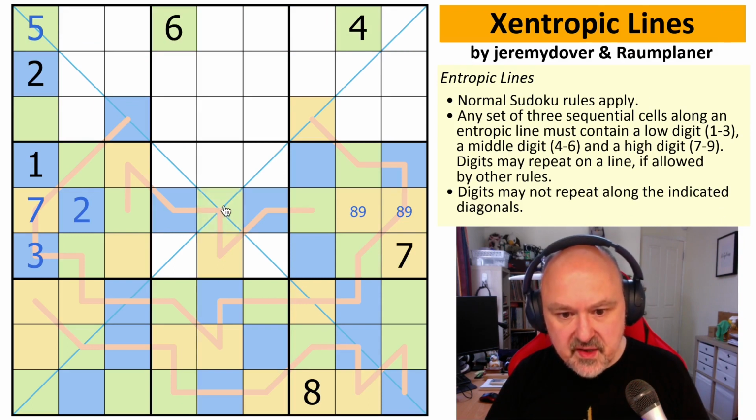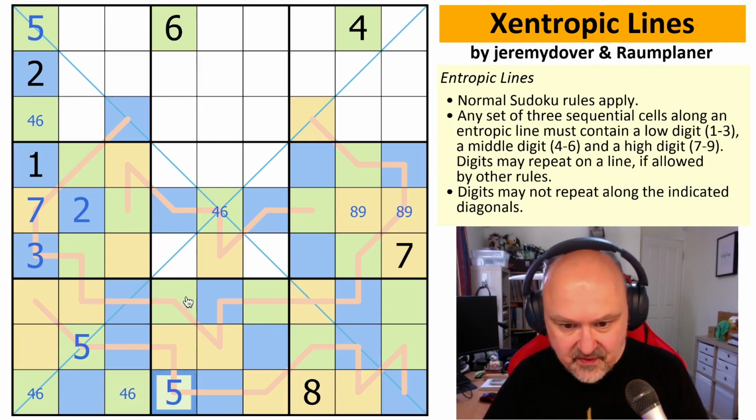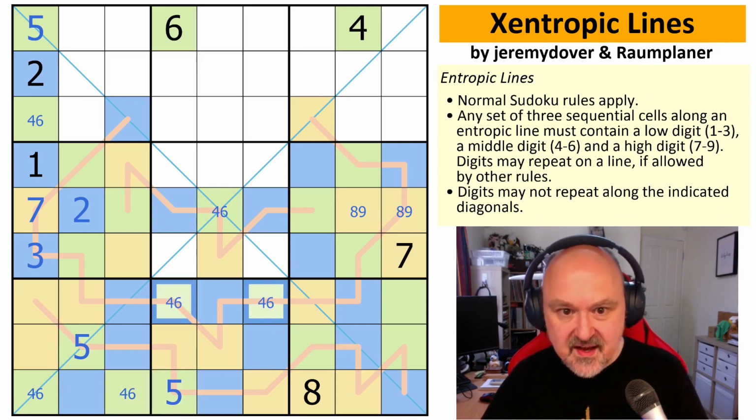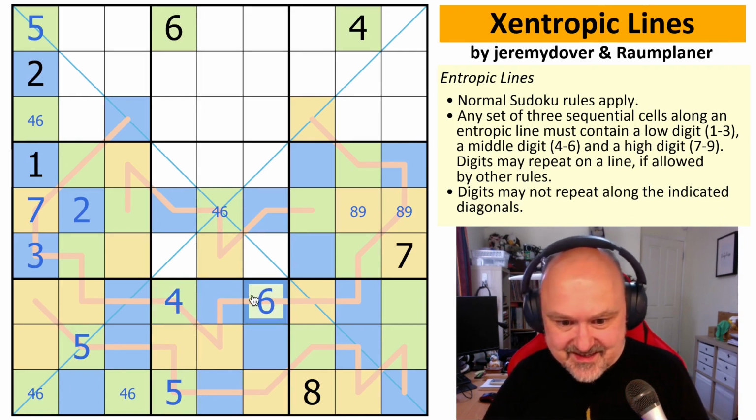This must now be a 4 or a 6 because of the diagonal. This is a 4 or a 6. This is a 4 or a 6. And on this diagonal, we've got a 4, 6 there and a 4, 6 there. That becomes a 5. This becomes a 4, 6. That becomes a 5. These become 4, 6. That 6 goes down here, makes that a 4, that a 6.